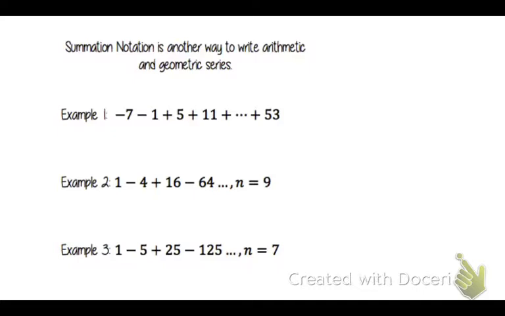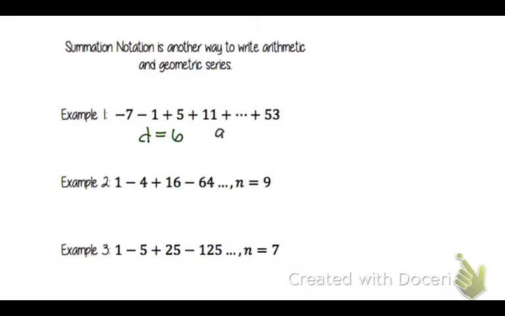So if we look at example 1, we have a common difference of 6. I'm adding 6 to each of those terms to generate the next. And I don't know how many terms, because we have this ... here. It just means there's some terms in between there. I just don't know how many. So before we can write that summation notation, we're going to have to figure that out. So we need our formula.